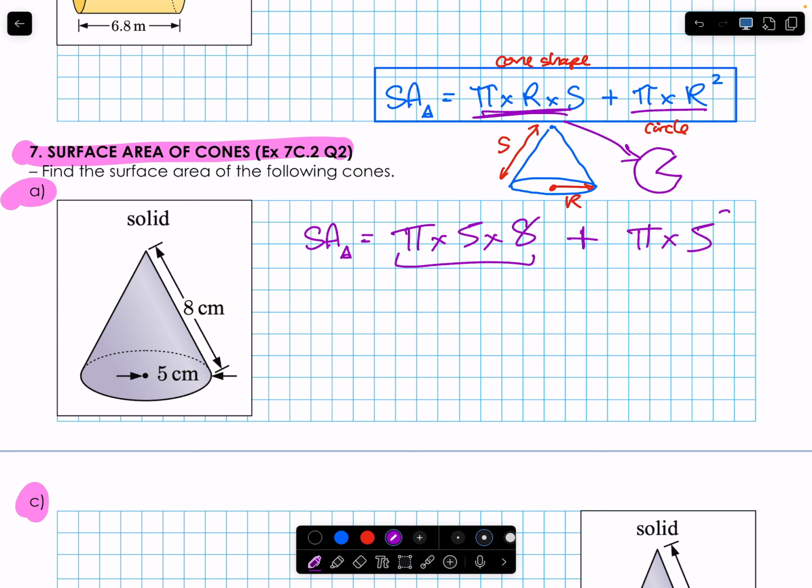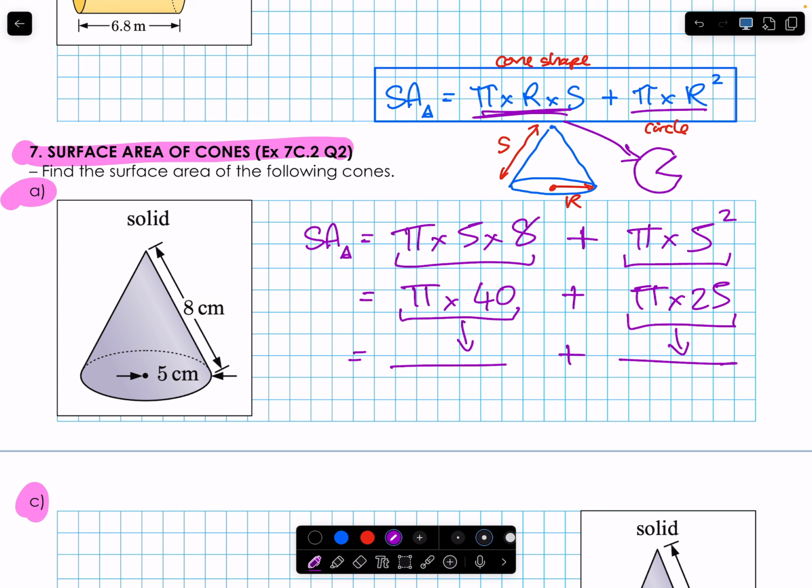And then you square it. So you need to do the exponent first. It's going to be pi times by 25 plus. So work that out separately. Pi times by 5 times by 8 is 40. Work those out separately. They're going to form this line that I just drew. And what do I do to find the total surface area of the whole thing? Add those two together to find the final answer in square centimeters.